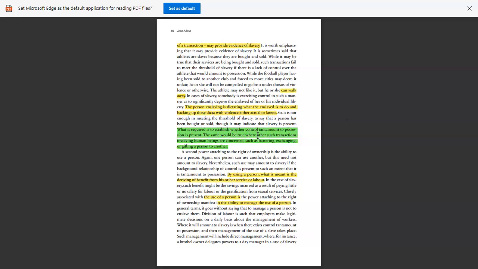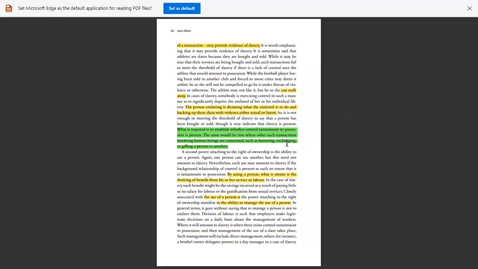The same would be true where other such transactions involving human beings are concerned, such as bartering, exchanging, or gifting a person to another. So I'm curious if that might apply to parens patriae, which means the state is father, and the current state of family court. If one party goes to the court, which can take jurisdiction, would the children and the parties become part of a transaction? Would those children, those offspring being human beings, be exchanged or gifted from a person to another? Is that applicable there?